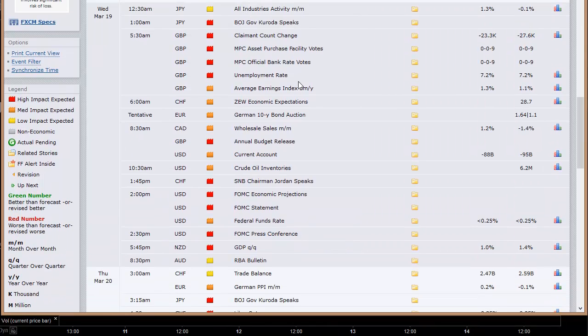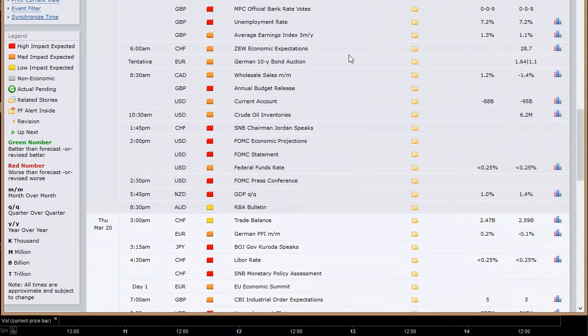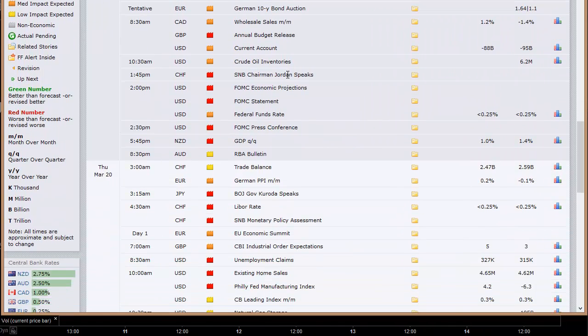UK does all of their unemployment related stuff at 5:30 a.m. Eastern time on Wednesday. ZEW economic expectations number out of Switzerland next. German 10-year bond auction. Canada's got wholesale inventories. UK's got their budget. U.S. has got current account and then crude oil inventory, so not much out of the U.S. on Wednesday, but we do have the Fed announcement Wednesday, 2 p.m. Eastern Time. That's a two-day meeting from Tuesday to Wednesday, so that's going to slow us up. We'll be half size Tuesday going into Wednesday as well, or less than half size, I should say.